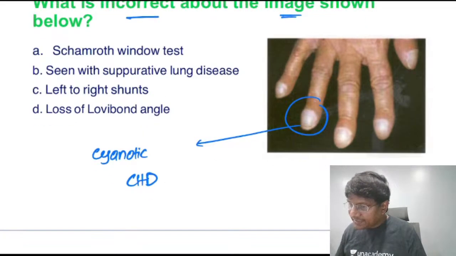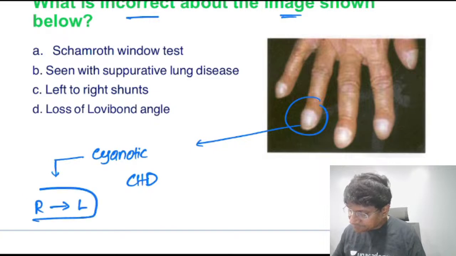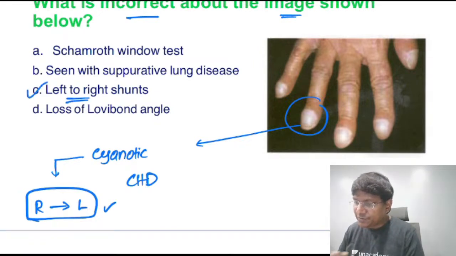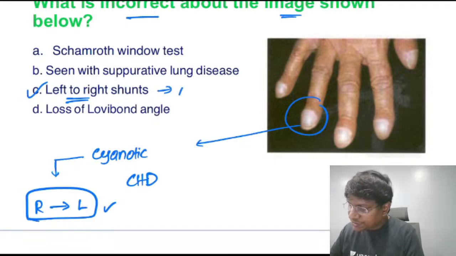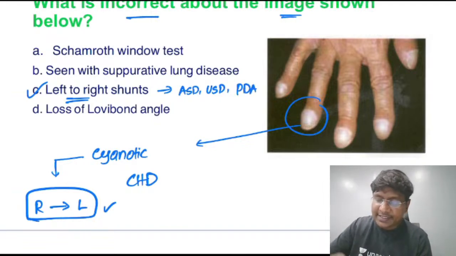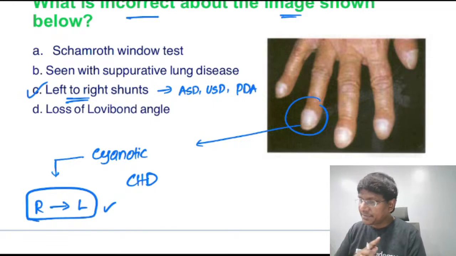Now, if the patient has to develop cyanotic congenital heart disease, the shunt should be from right to left. It is not left to right. Left to right shunt will not cause clubbing. Where do you have left to right shunt? In ASD, VSD and as well as patent ductus arteriosus. So in left to right shunts, please remember you don't have clubbing at all.